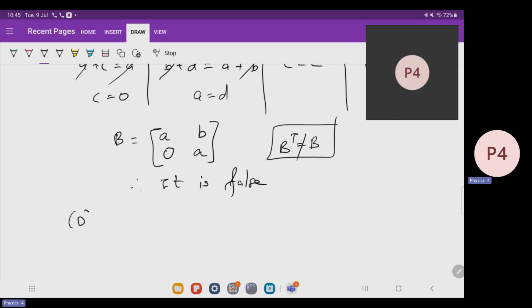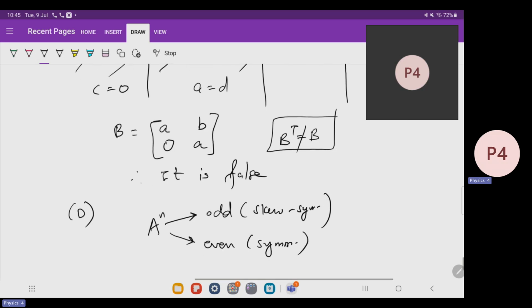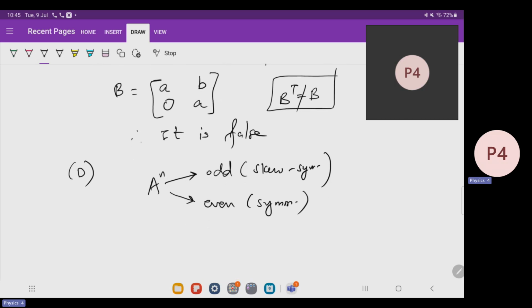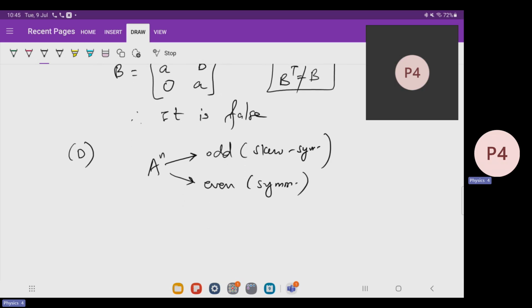D. All positive even integral powers of a skew symmetric matrix are symmetric. This we know, A raised to n. If A is skew symmetric, A raised to n, if n is odd, then it is skew symmetric. And if n is even, it is going to be symmetric. So for even, a skew symmetric matrix is going to be symmetric. So D is correct. So options A, B, and D.